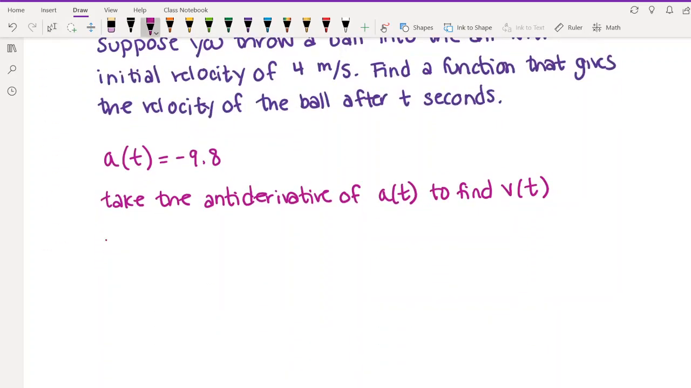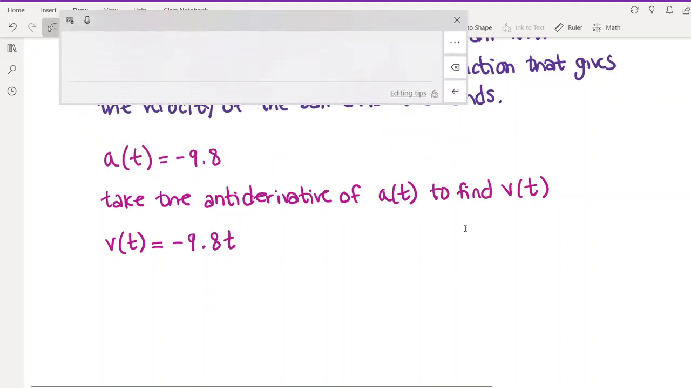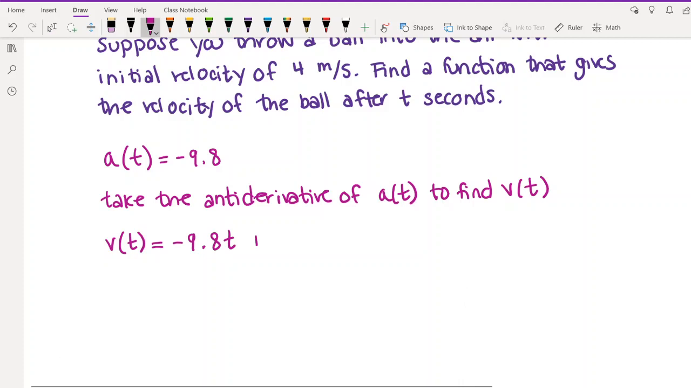So what will the antiderivative look like? Well, we know that when you have a constant and you take the antiderivative of that, you basically just tack on the variable to it. So how do you get negative 9.8 as a derivative? That would come from negative 9.8 times t. So we also need to add on this plus c.